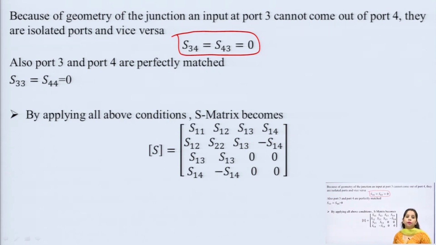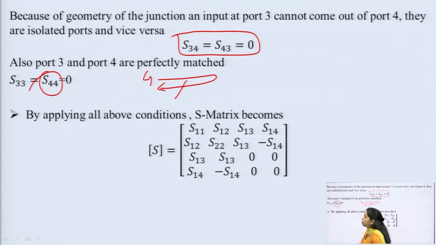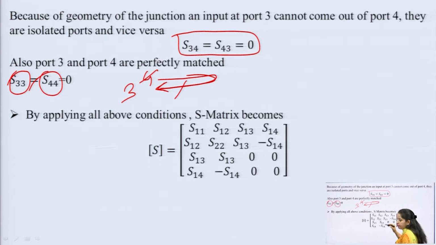And if we assume that port 3 and port 4 are perfectly matched, perfectly matched means that if the power is given to port 4, it will never return back to port 4. In that case, S44 should be equal to 0, and similarly, if we assume that port 3 is perfectly matched, then if the power is given to port 3, it will not come back to port 3. So, S33 in that case should also be equal to 0. So, the matrix changes into what? What have we taken?